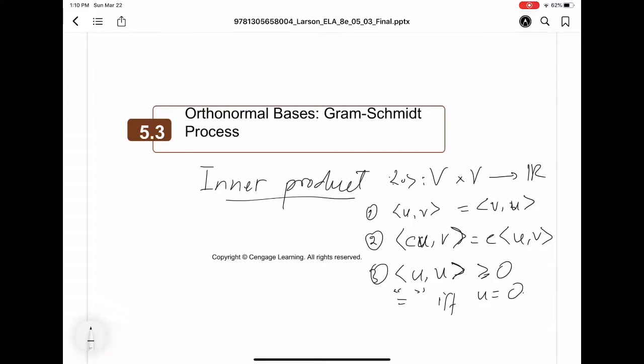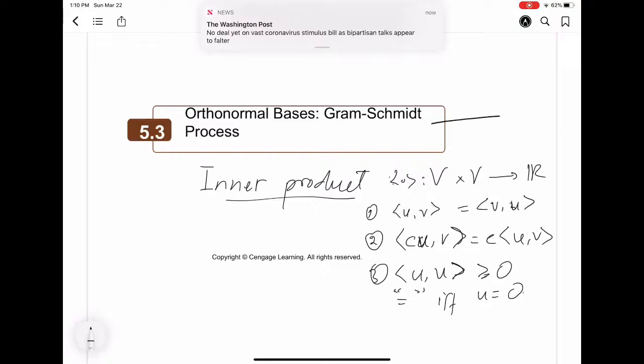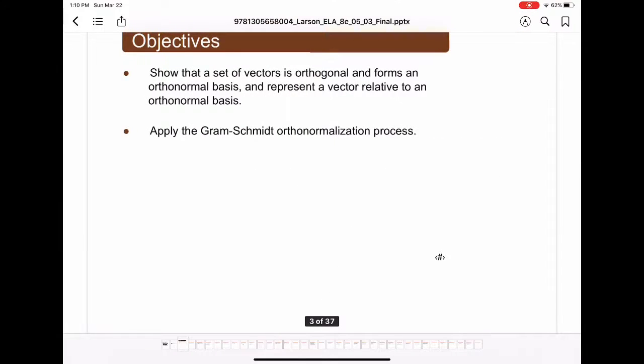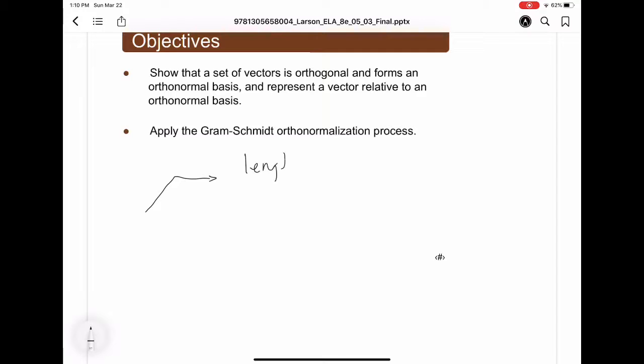All right, and we also studied some properties of inner product spaces. Let me remind you about that before we move to this section. We studied the length of a vector with respect to some inner product space. That is just the norm of u, which is the inner product of u with itself, and then apply the square root.